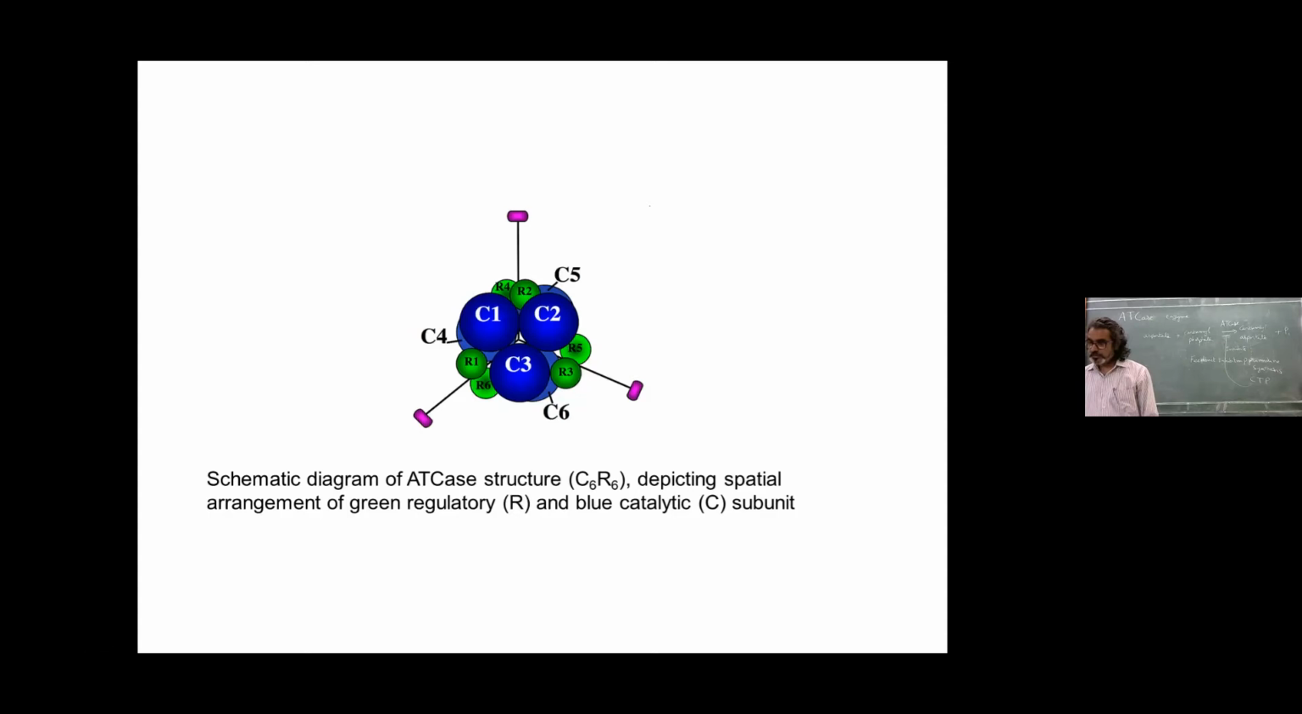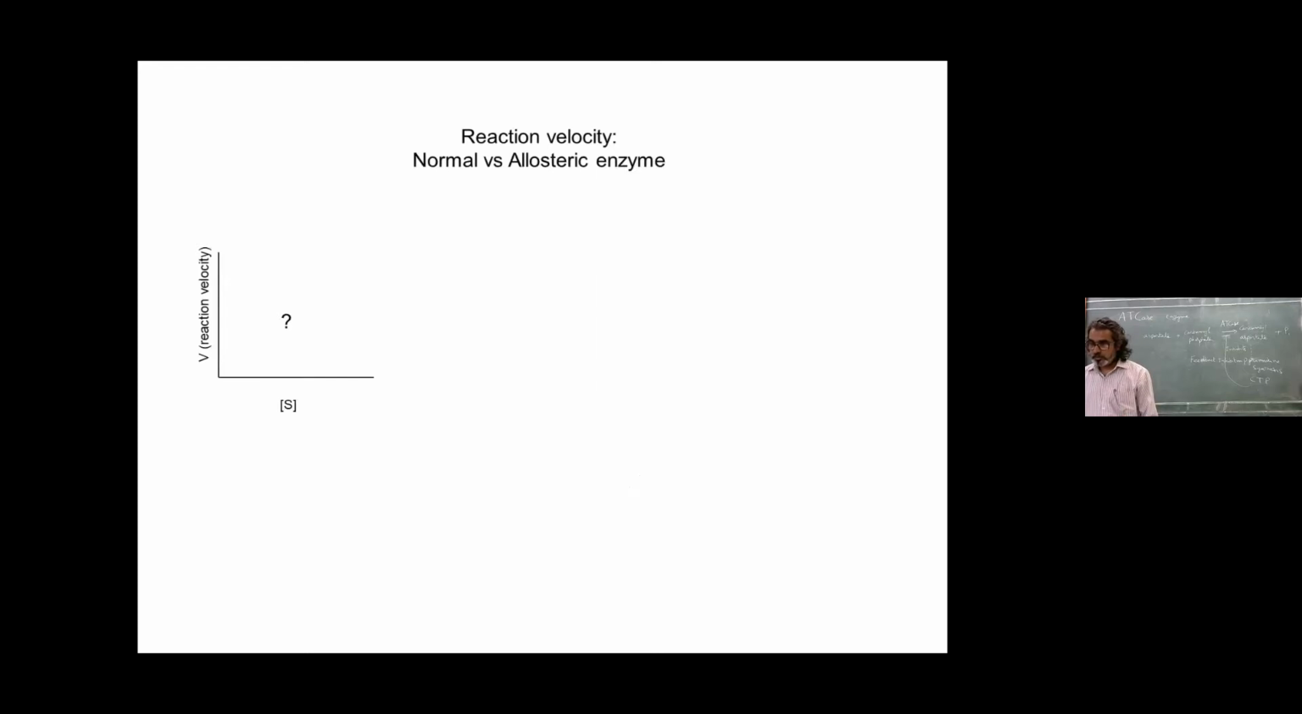Now each subunit can bind aspartate and catalyze the reaction. Let's see a couple of examples quickly. Let's say you measure the velocity of the reaction catalyzed by the enzyme versus substrate concentration. A normal enzyme has a hyperbolic curve, where we learned Vmax and so on, but the allosteric one has a sigmoidal curve.